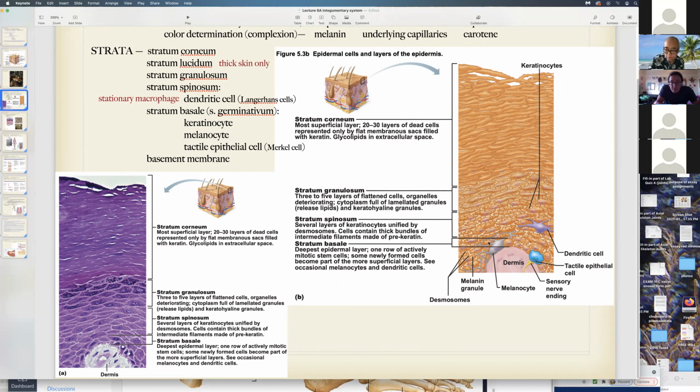the first layer of cells there would be referred to as stratum basale. Stratum basale, you would have mostly the keratinocytes.